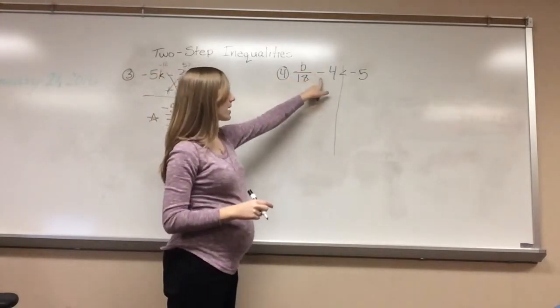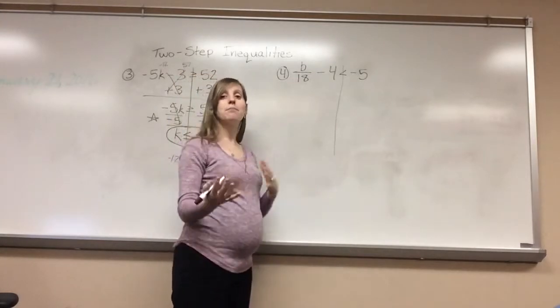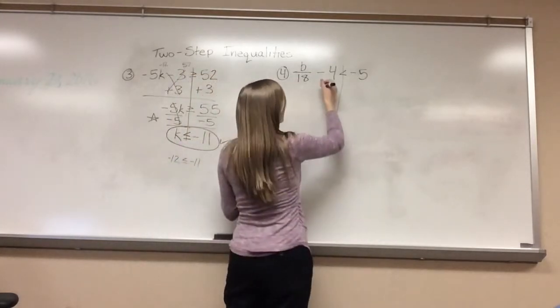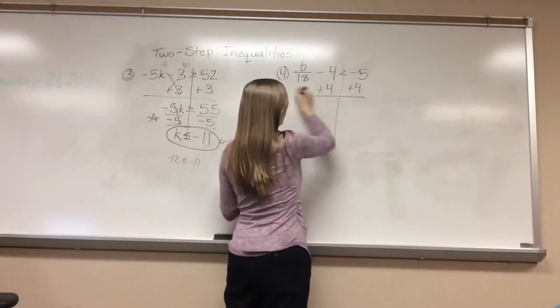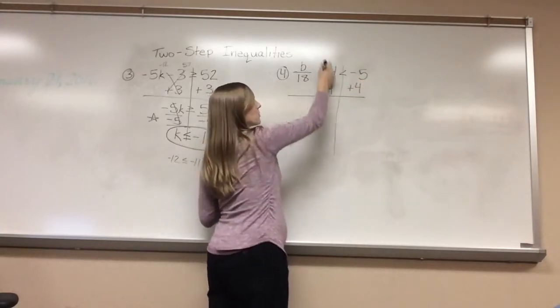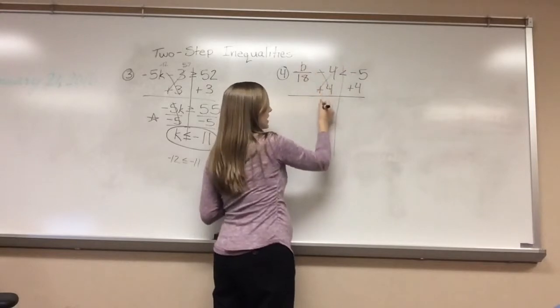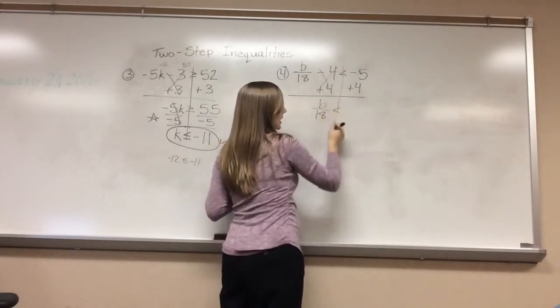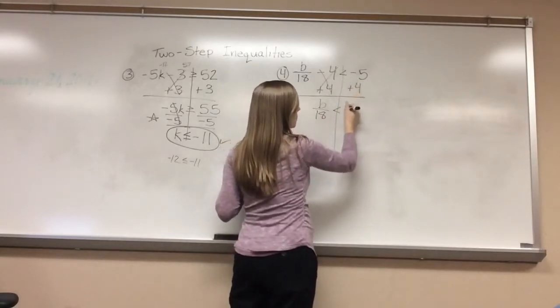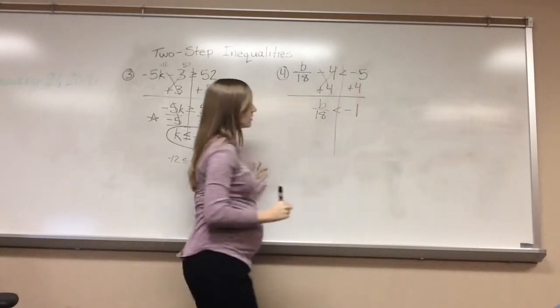So to get rid of the minus 4, I'm going to add 4 on both sides of the inequality. So add 4 here and here. Minus 4 and plus 4 cancel. I have b over 18 is less than negative 5 plus 4, which is negative 1.